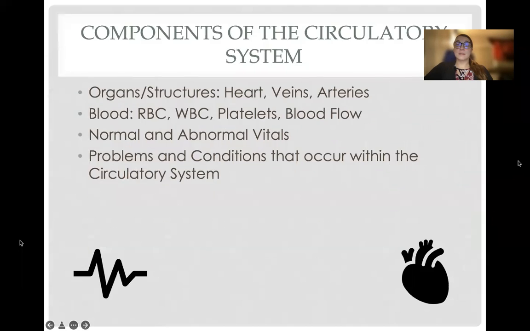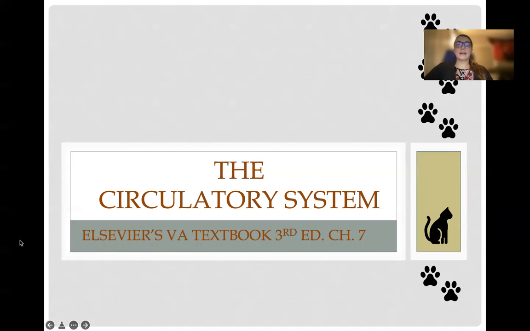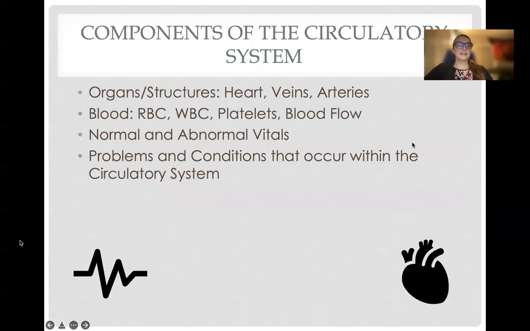This is a supplemental PowerPoint that I created. I took all the info from the book to help you guys do assignments. So getting into the components of the circulatory system, we're going to have a few different organs and structures. What we're going to look at mainly is the heart, the veins, and the arteries. And I'm going to teach you guys about the flow with all of that as well.